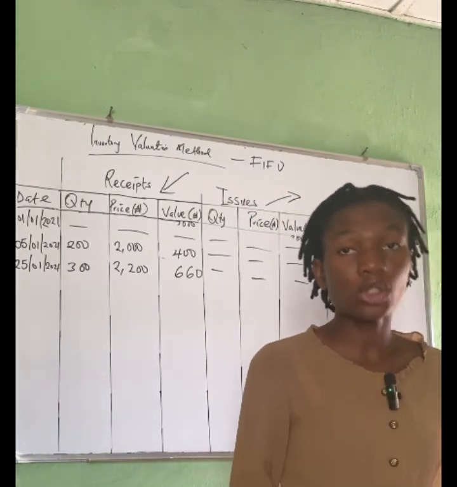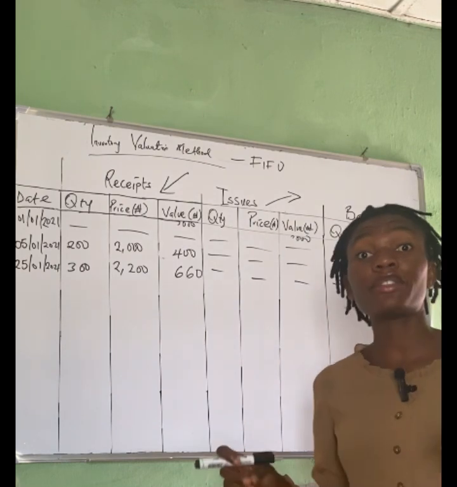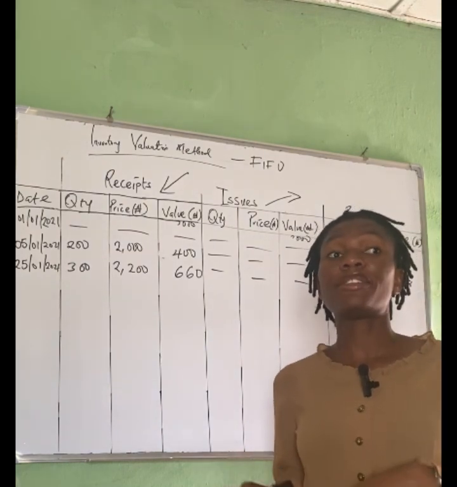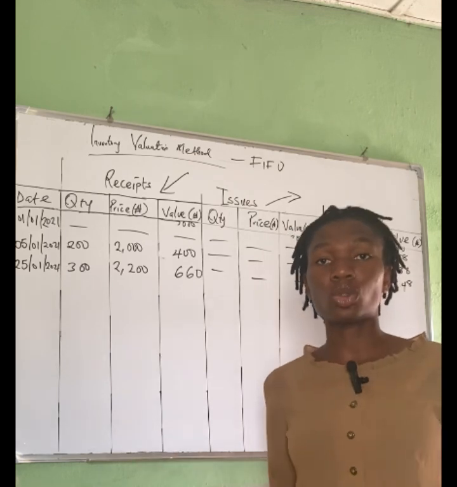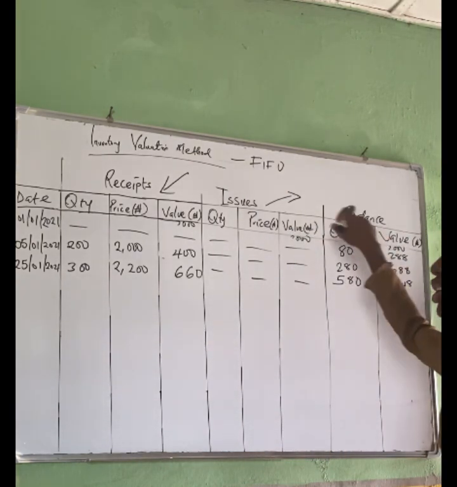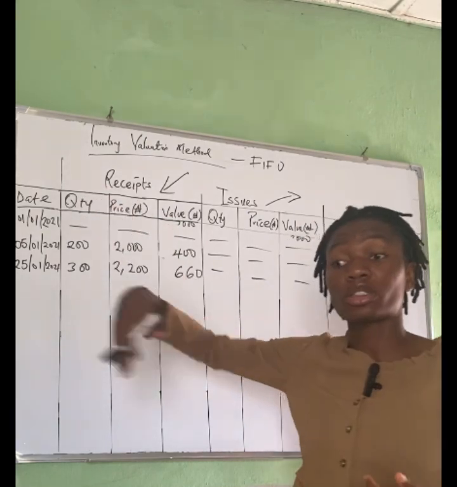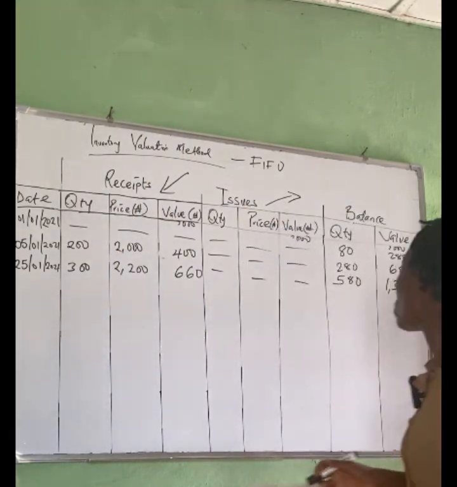Now let's look at, before we come, like we are using FIFO, right? So FIFO is saying that the first goods must be issued out first before the next one. All right. Now we have a balance here. Like I said, that balance was not really a product of a receipt. It was at the beginning of the time. It was an opening stock, right?